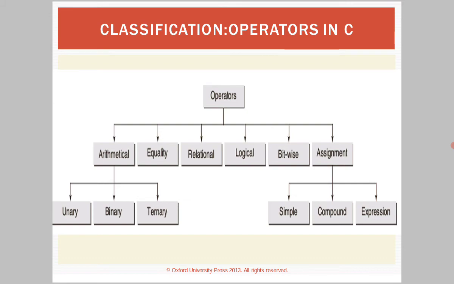So in C language we have tokens. What is a C language token? Token means some variable or constant or some operator.